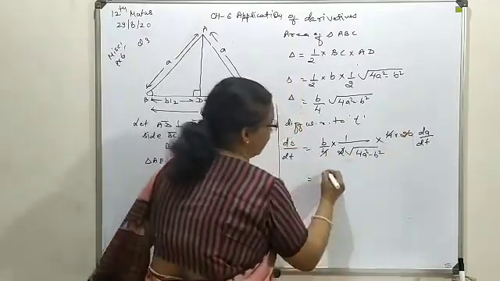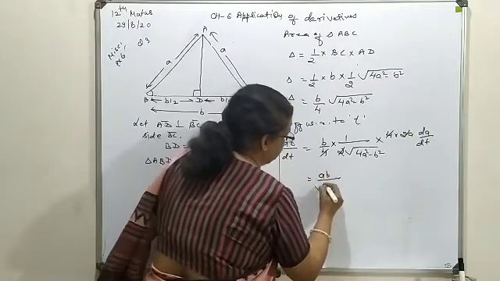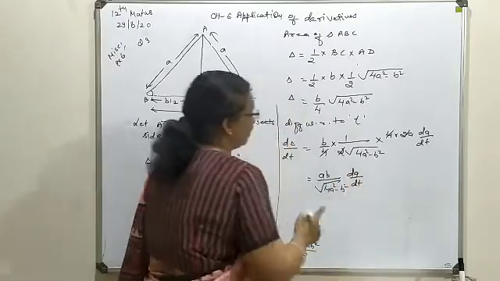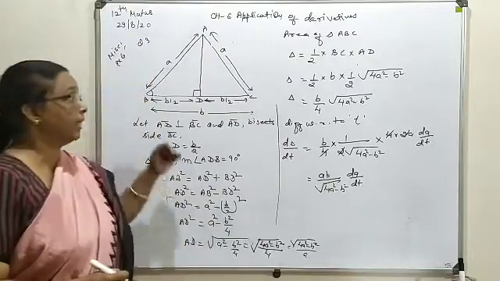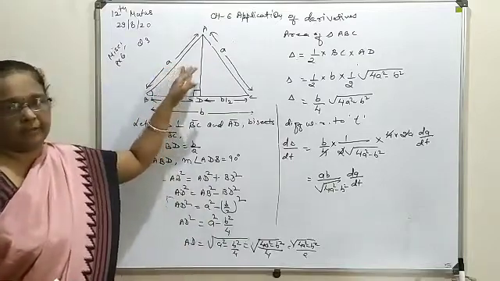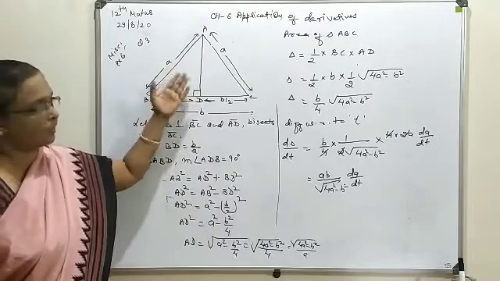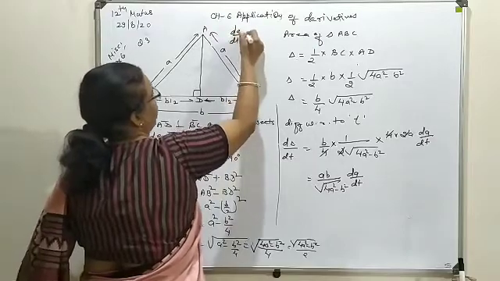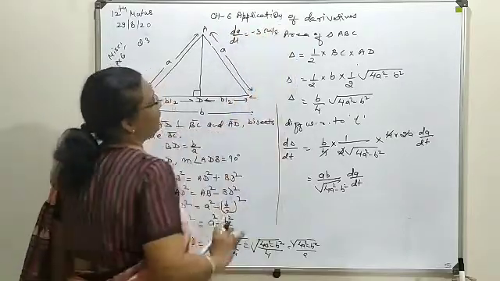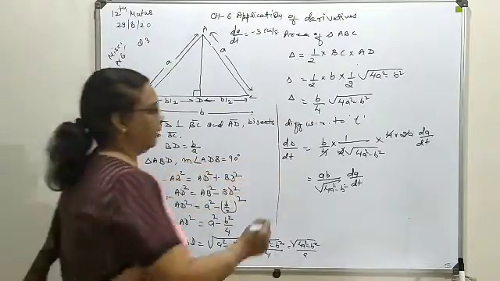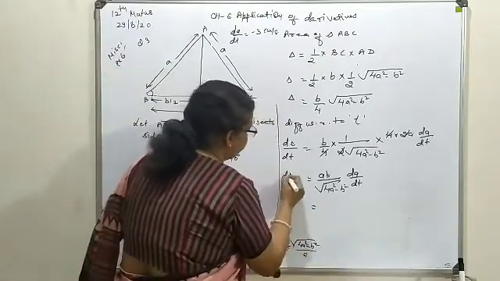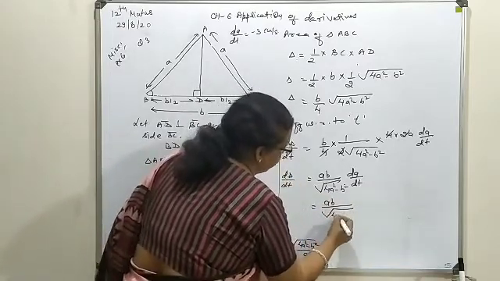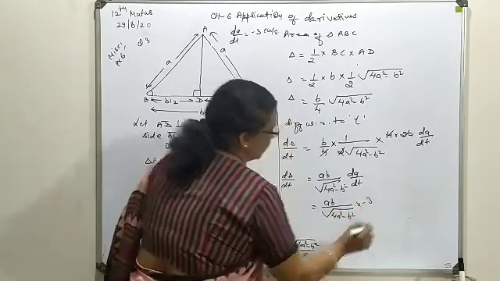So finally here we are having AB upon under root 4A square minus B square dA by dt. In the beginning of the question it is given that the rate of decrease of a side of the isosceles triangle is 3. Means what is given? dA by dt is available as minus 3 centimeter per second. So we can substitute over here. This is the rate of change of area: AB upon under root 4A square minus B square, times minus 3.